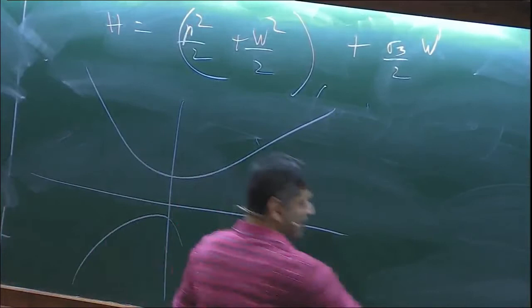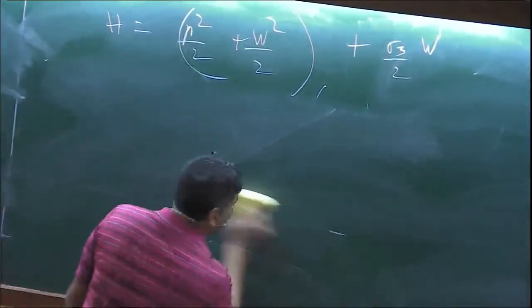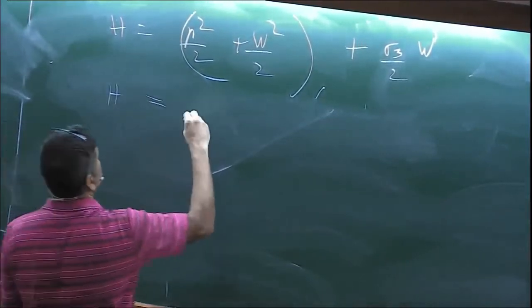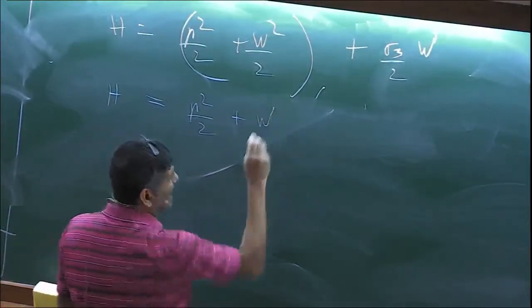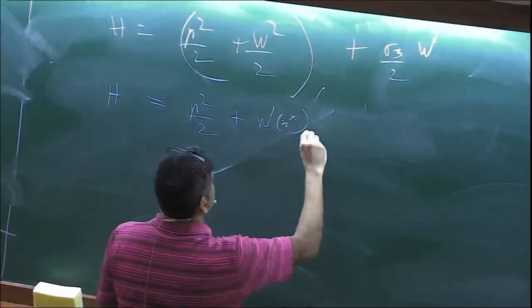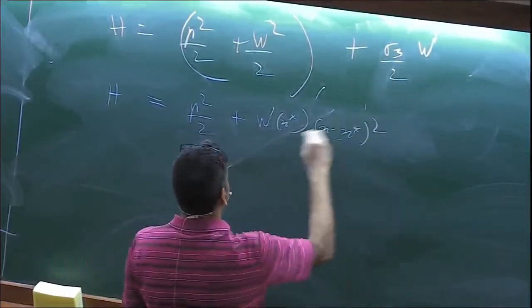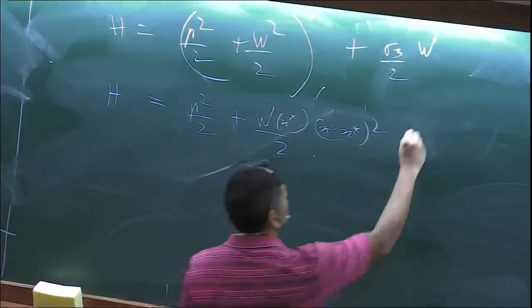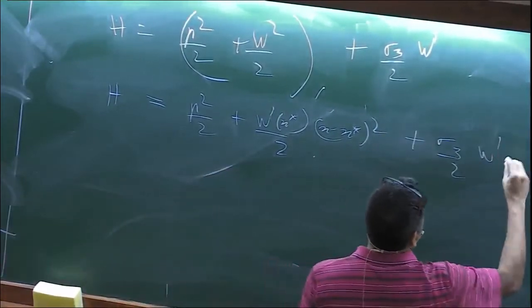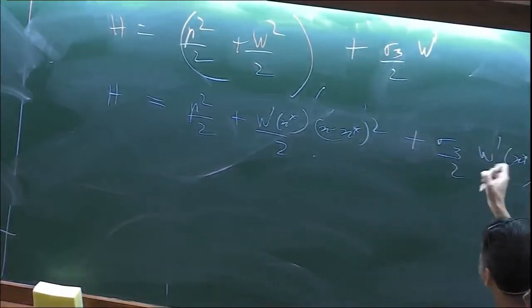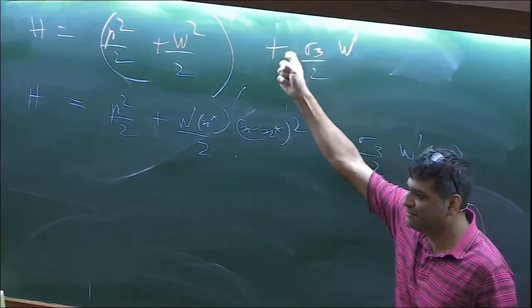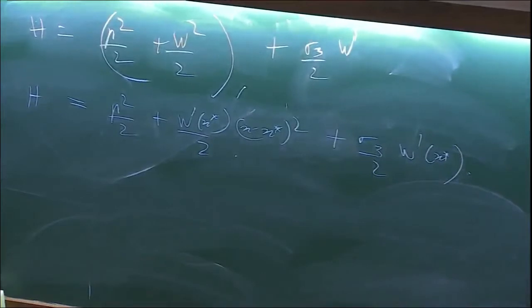Now, since we're being semi-classical, we don't explore the potential very far away from x star. Just explore it as H is equal to p squared by 2 plus W prime at x star times x minus x star, the whole thing squared by 2. Semi-classically, that's the potential we see. And we also see plus sigma 3 by 2 W prime at x star. Actually, in this case, we don't need to expand further, because that's non-zero, and if you look carefully, there's an h bar here. I've omitted all h bars. So it's just the leading order that matters.